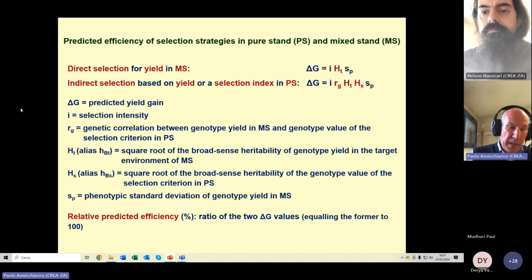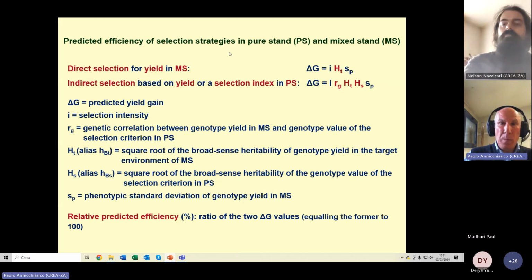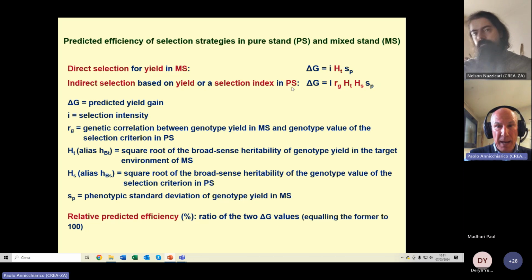And we could use these studies with many genotypes also to assess the predicted efficiency of different selection strategies, comparing the direct selection for yield in mixed stand with indirect selection based on yield in pure stand, or also a selection index of useful traits in pure stand. These are the expected gains according to selection theory.